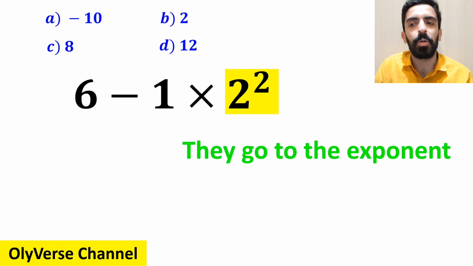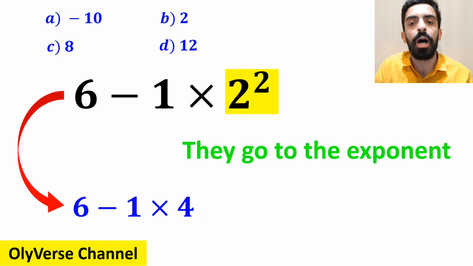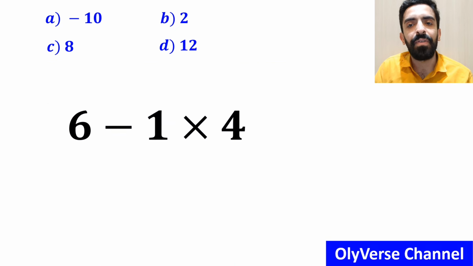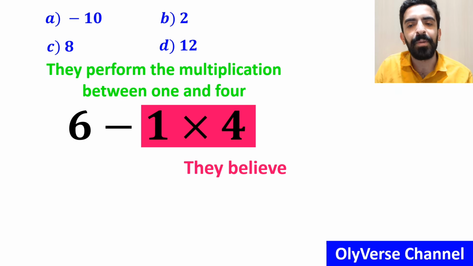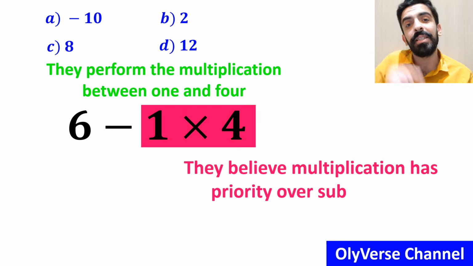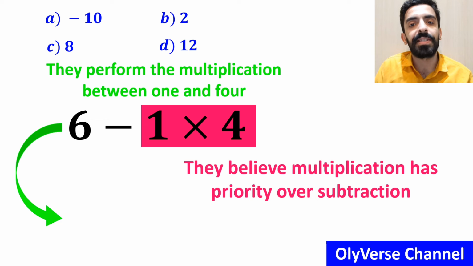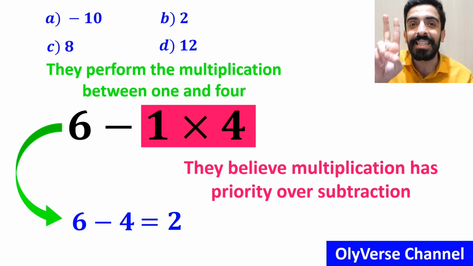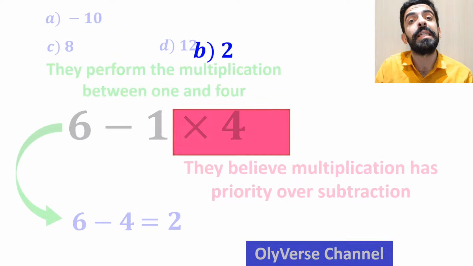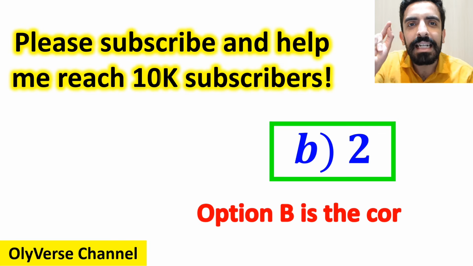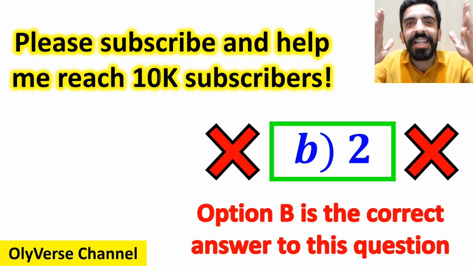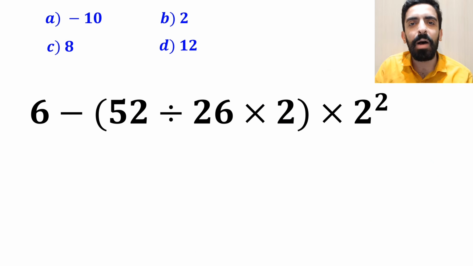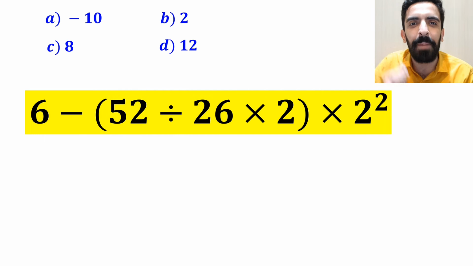Next, they go to the exponent and simplify to 6 minus 1 multiplied by 4. And the final step, they perform the multiplication between 1 and 4 because they believe multiplication has priority over subtraction. So, they rewrite this expression as 6 minus 4, which eventually gives them the answer 2. Then, they quickly say that option B is the correct answer to this question. However, that's definitely wrong. Alright, now let me show you how to solve this expression properly.